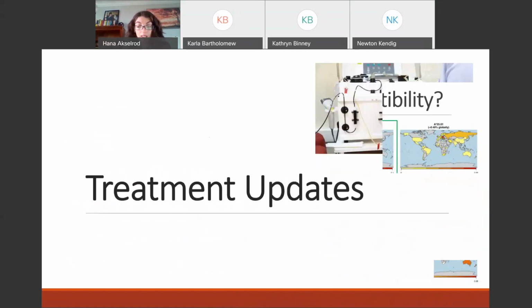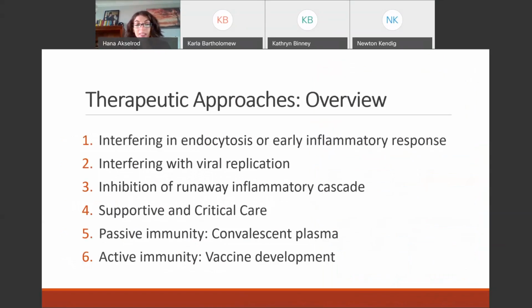The treatment updates, broadly speaking, are still the categories of therapeutic approaches. We talked last time about the possibility of using anti-inflammatory or existing drugs to interfere with endocytosis or inflammation, the possibility of blocking viral replication using a directly acting antiviral medication, such as a protease inhibitor or an RNase inhibitor, and the inhibition of the inflammatory cascade with immunomodulatory blockers. Most of the advances up to this point have honestly been in supportive and critical care and what we do to improve these patients' chances of healing from the disease.